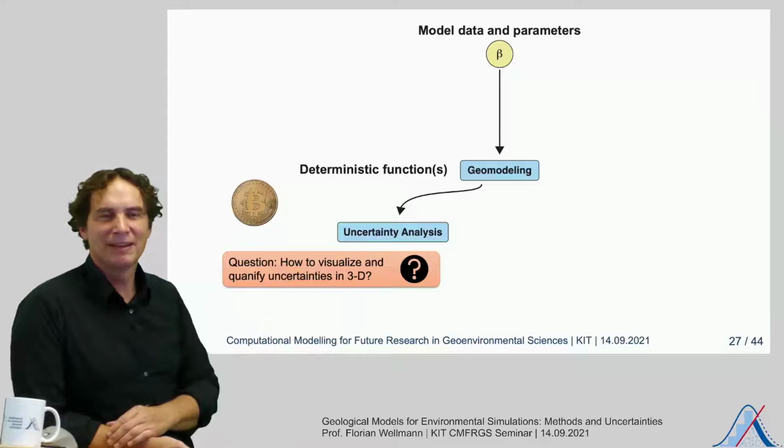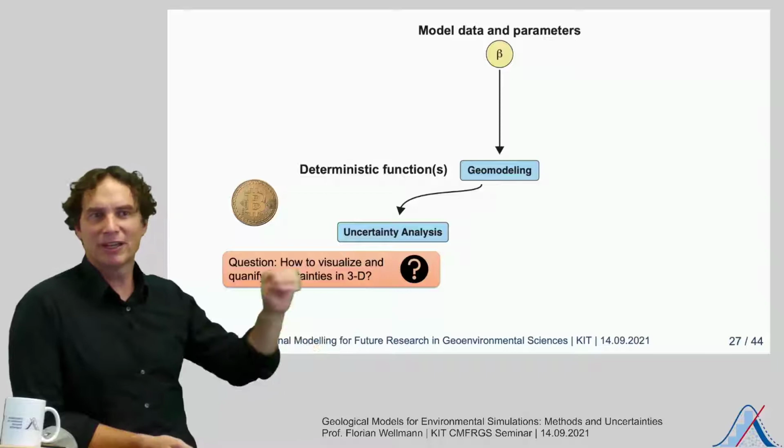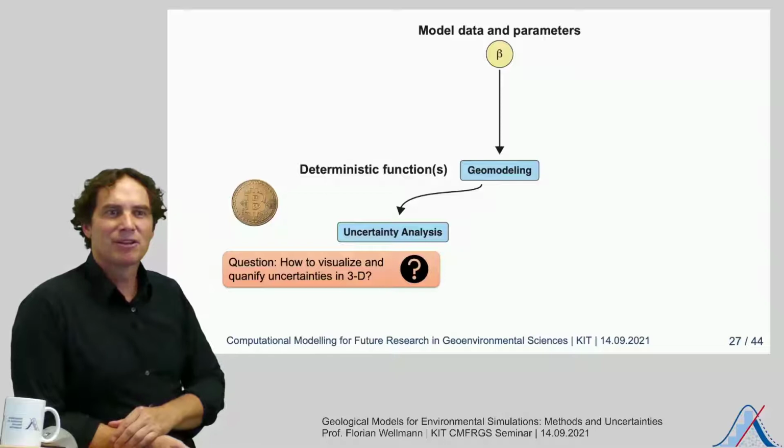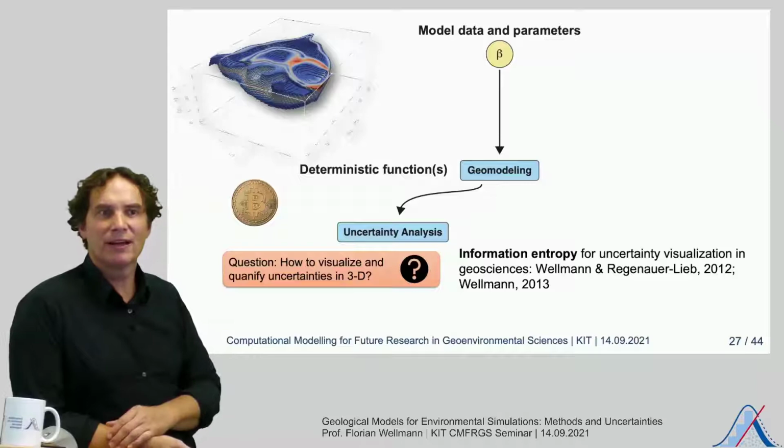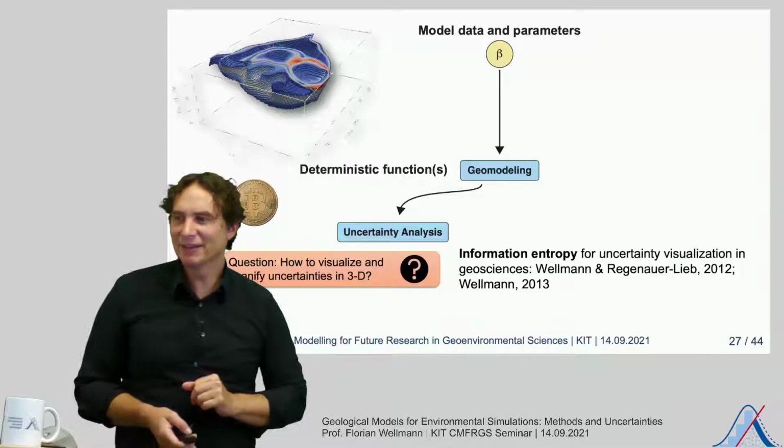When we started this work, I thought back then, well, I'm just going to take a standard method to visualize uncertainties in 3D. It turns out it's not so simple. So we worked quite a bit on what is called information entropy, or information theory, to visualize and quantify uncertainties. Yet another super interesting topic. I have some references at the end, or if you contact me, I'll send you some of these papers. That's also a really interesting topic.